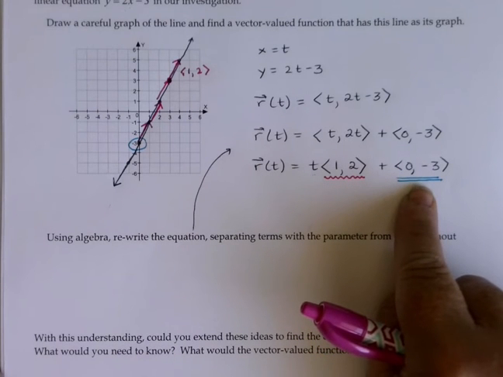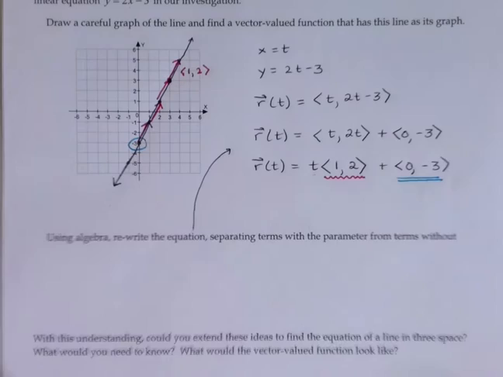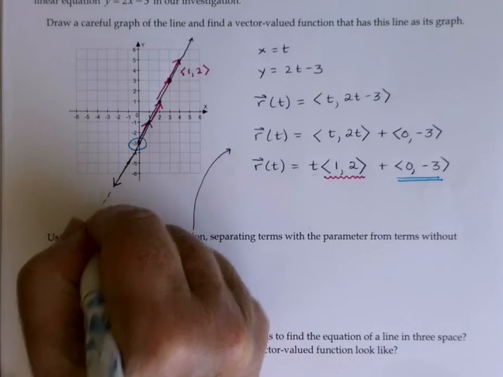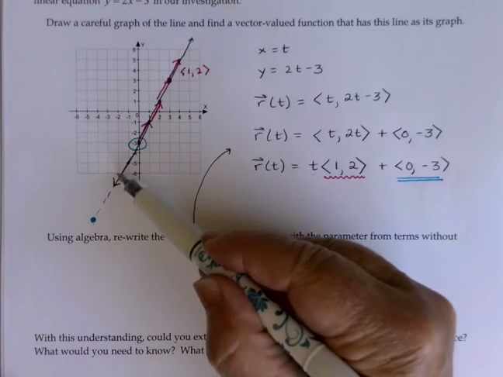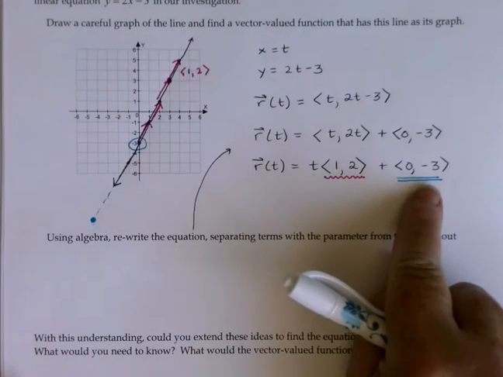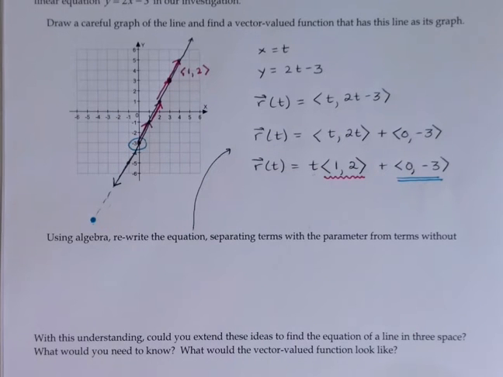I'd also like to point out there's nothing special about that point 0, negative 3, other than it's somewhere on the line. I could have actually started at any point. I could have started at another point, way down here somewhere, and started adding copies of 1, 2 to move my way along this line. So it doesn't have to be the y-intercept. It can actually be any point on the line.